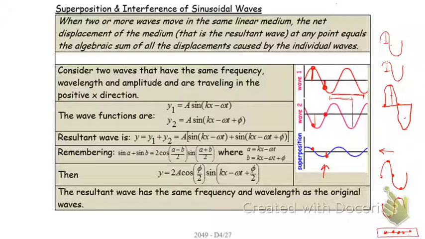I can draw diagrams like this, but can I do this mathematically? Consider two waves that have the same frequency, wavelength, and amplitude, and are traveling in the positive x direction, so they're traveling in the same direction.